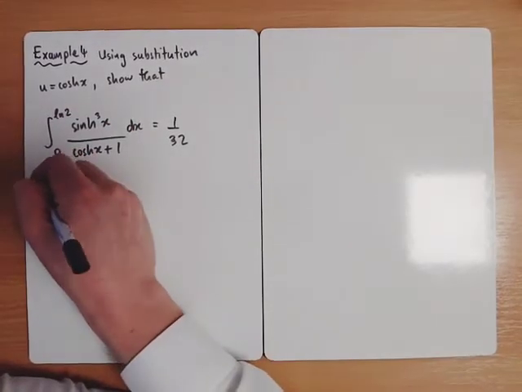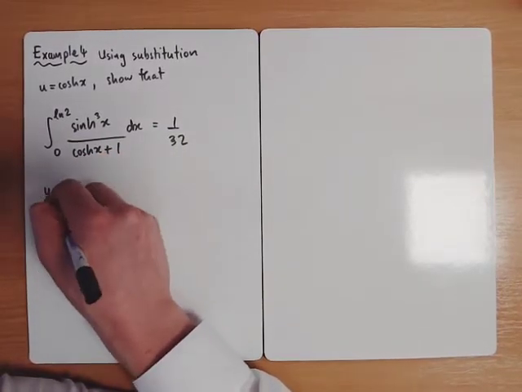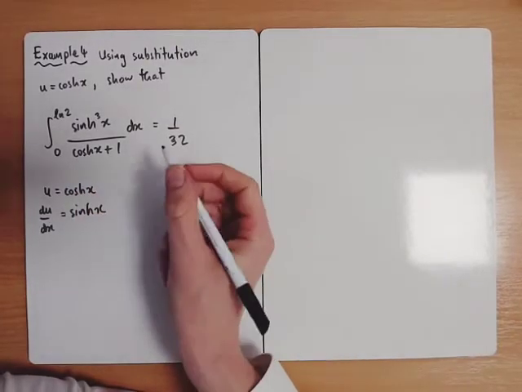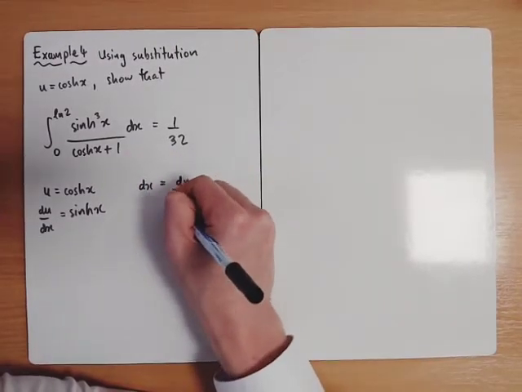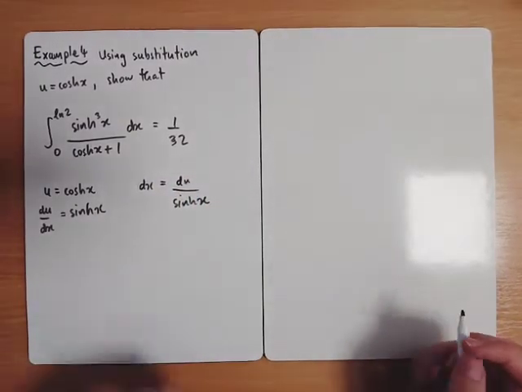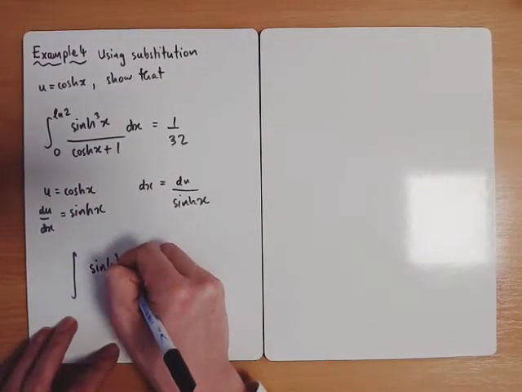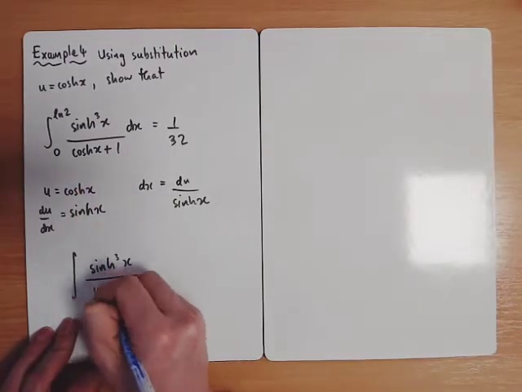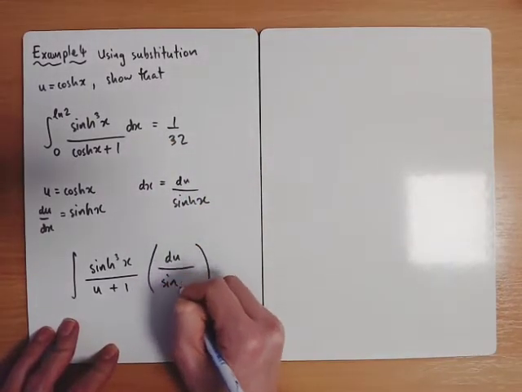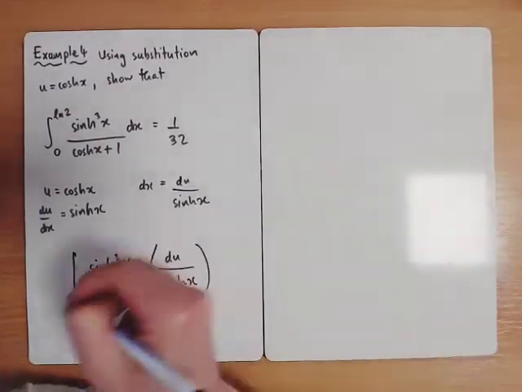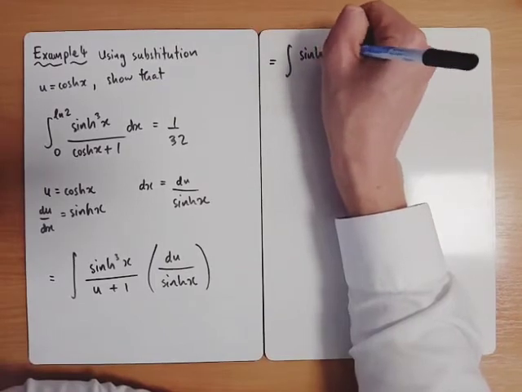So let's start with the substitution that we've been given. u equals cosh x. So du by dx would equal sinh x. And then we want to replace this dx. So dx would equal du divided by sinh x. Let's sub into the integral and see what happens. So we've got sinh cubed divided by cosh, which is u, plus 1, and dx we can write as du over sinh. Tidying this up, we've got sinh cubed divided by sinh, which we can write as sinh squared.